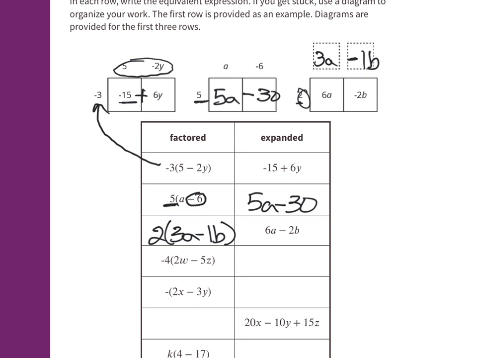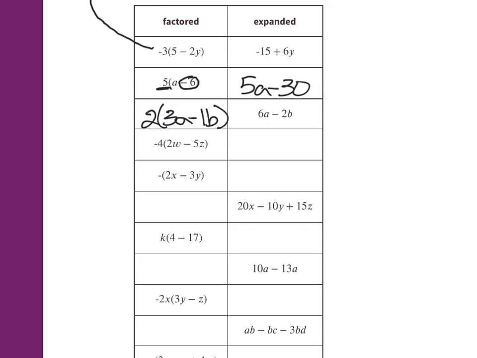So let's see if we can do this without the chart. So on this first column, we're just going to use the distributive property. Take whatever's on the outside and multiply it by everything on the inside. So negative 4 times 2w, and negative 4 times 2 is negative 8w. Okay, and then negative 4, and then notice there's a minus 5. So negative 4 times minus 5 is a positive, so plus 20. And then we just put the z at the end.